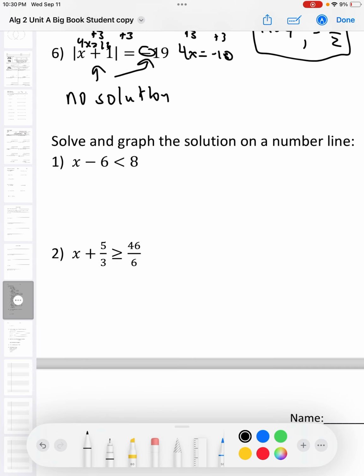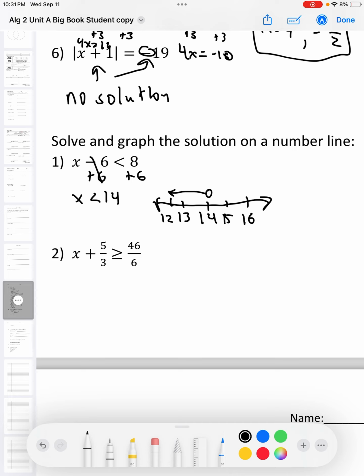For the next section, we're looking at inequalities, which are similar to solving equations. It just says that things are not equal, so one side is going to be bigger than the other. So we have x minus 6 is less than 8. Just like solving an equation, I'm going to add 6 to both sides, which will cancel out with the minus 6, and I'm going to get x is less than 14. 14 will go on my number line, so I'm going to have 14, 15, 16 going to the right, and 13, 12 to the left. Here's my number line. And because x has to be less than 14, I'm going to have an open circle, and the arrow going to the left.